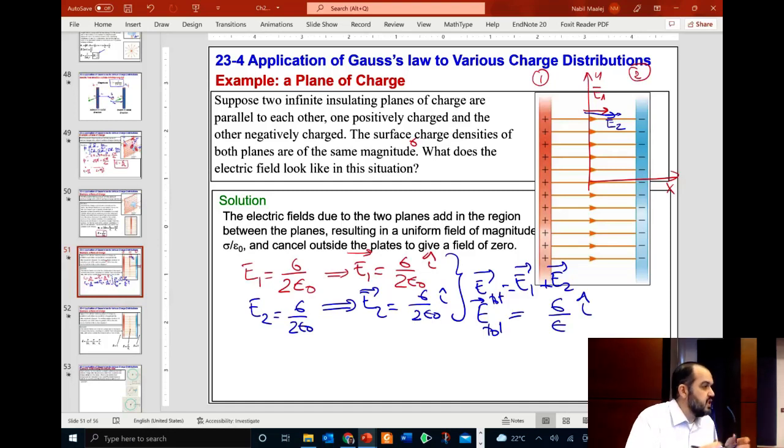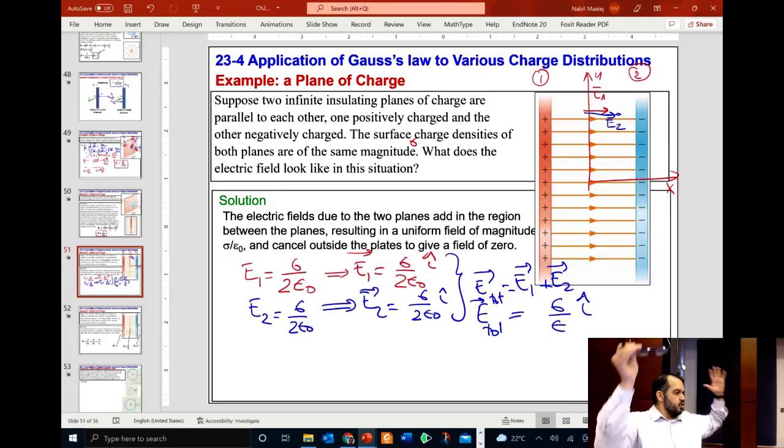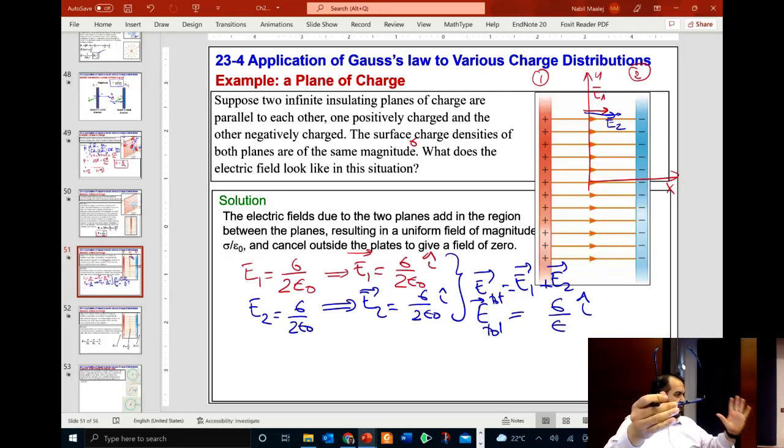This is the superposition principle. We said if you have multiple charges, you can determine the electric field from each charge distribution. So here we have two charge distributions, two infinite planes. We get the electric field from one, we get the electric field from the other one, and we add them. Superposition principle. All right? So this region, notice that it does not depend on the distance.